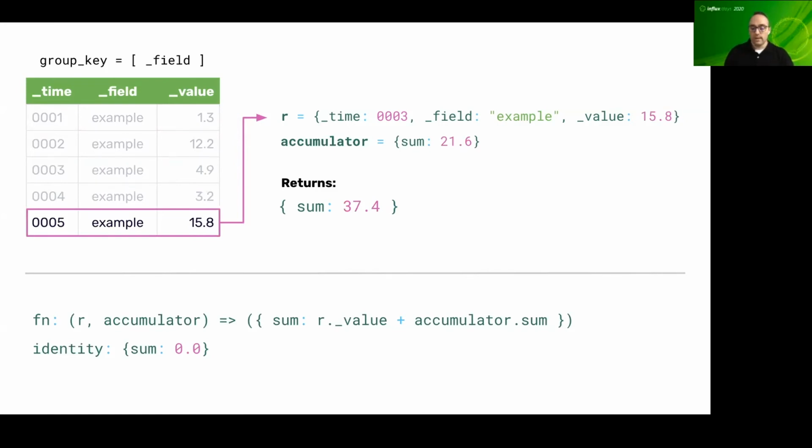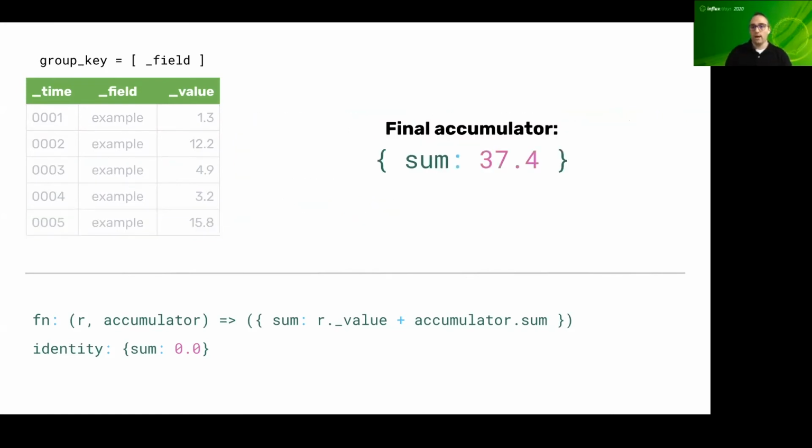So when we get to the last row, we have this final accumulator value. In this case, its sum is 37.4. This represents the sum of all the values in the input table.